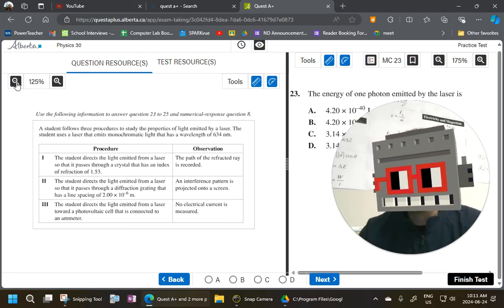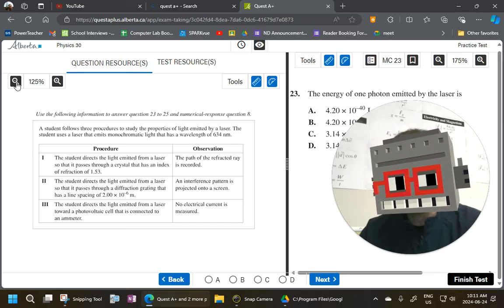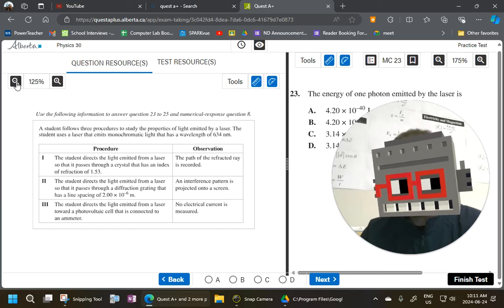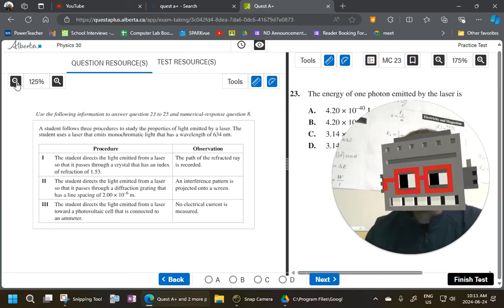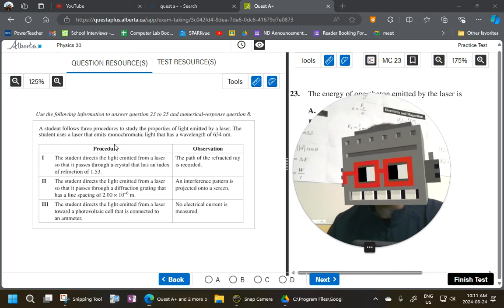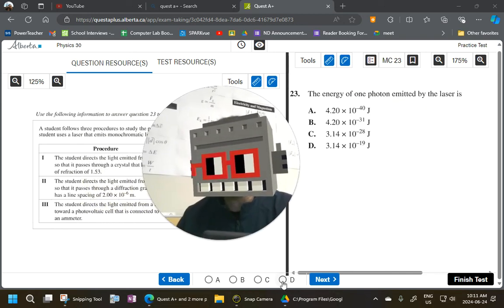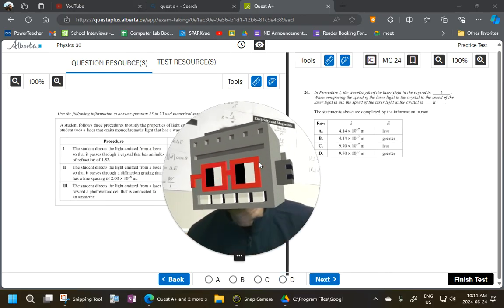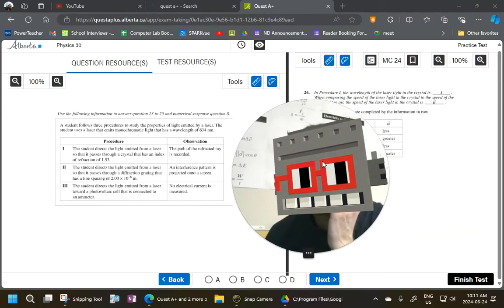Make sure you use the 6.63 because I want my answer to be in joules. 6.63 times 10 to the negative 34. And make sure to change your number into regular meters. It should just be a pretty simple calculation. It's going to be the 10 to the negative 19 answer right there at the bottom, 3.14 times 10 to the negative 19. Sweet.